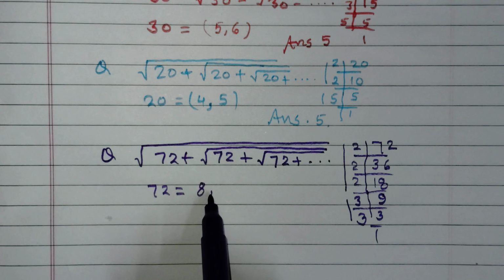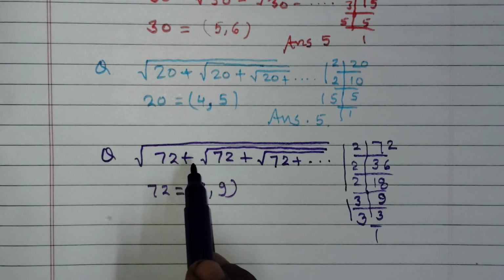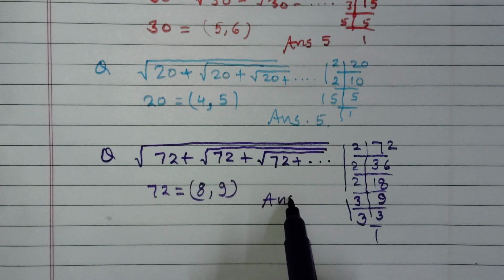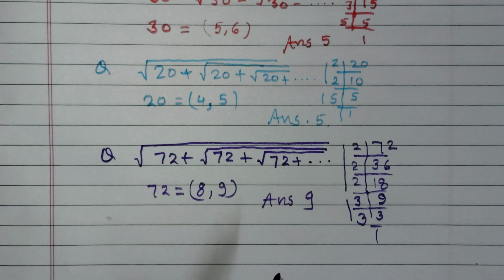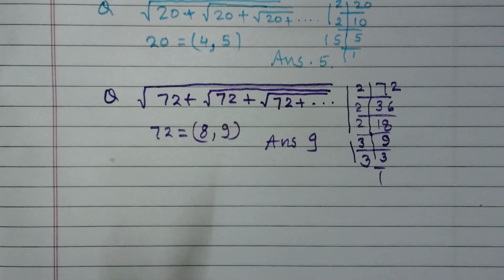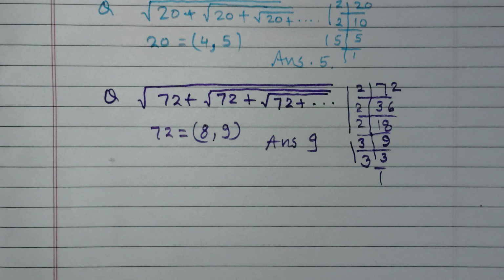So it means the larger factor is the answer. Why? Because there is a plus sign inside the square root sign. So the answer is 9 for this question. Next question we are considering is a square root.